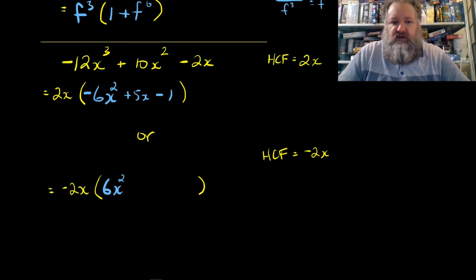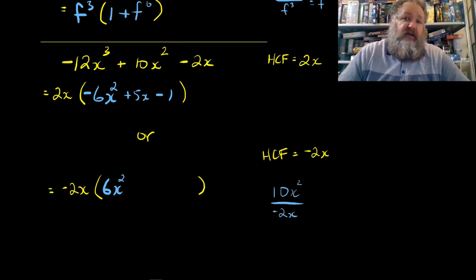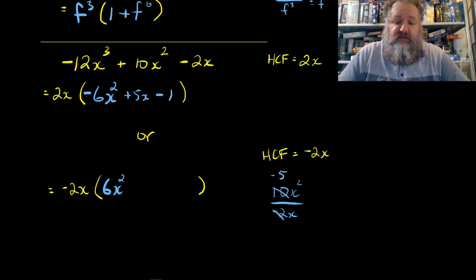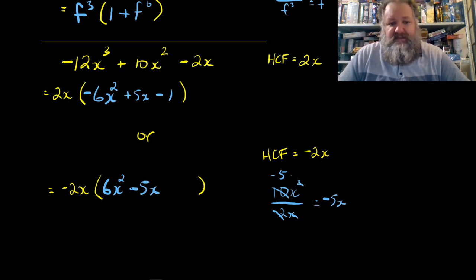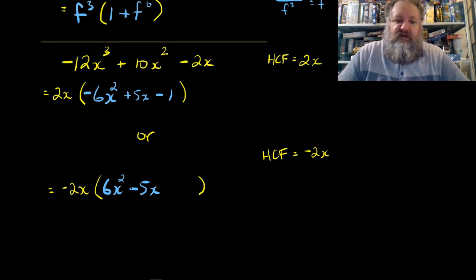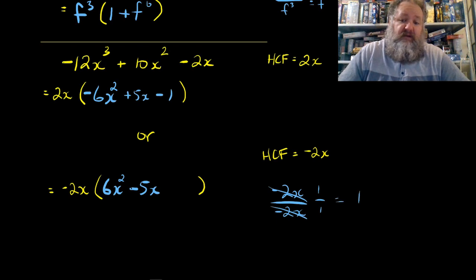All right, so we've got 10x squared being divided by negative 2x. Well, I know that if I've got a positive and I'm dividing by a negative, I'm going to end up with a negative. So negative 2 goes into 10 and leaves me negative 5. The x will divide out this squared and just leave me an x. So I'm going to end up with a negative 5x. So I'll go minus 5x. And the last one, I've got negative 2x divided by negative 2x. That whole thing will cancel out and just leave me 1 over 1, and 1 divided by 1 is 1. Positive 1, plus 1.